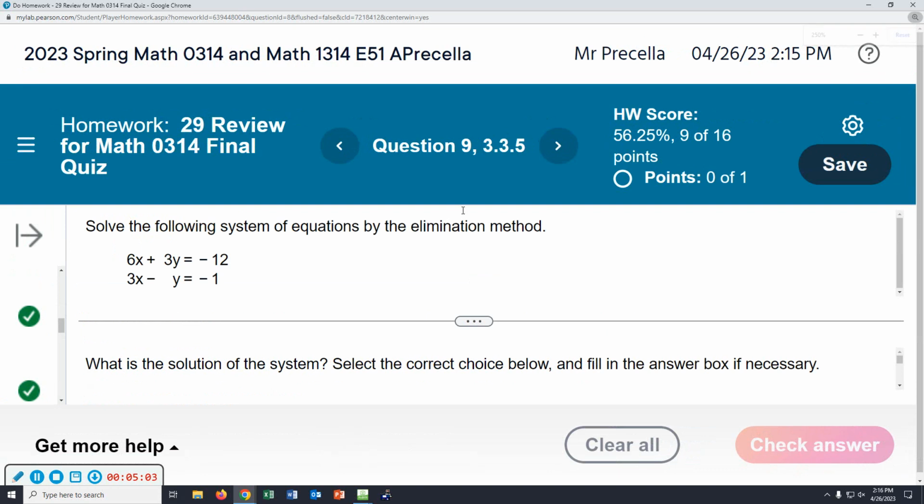That's some of the stuff we were doing last time. Solve the following system of equations by elimination. So this is number 9. They're telling us to use elimination. 6x plus 3y equals negative 12, and 3x minus y is equal to negative 1.